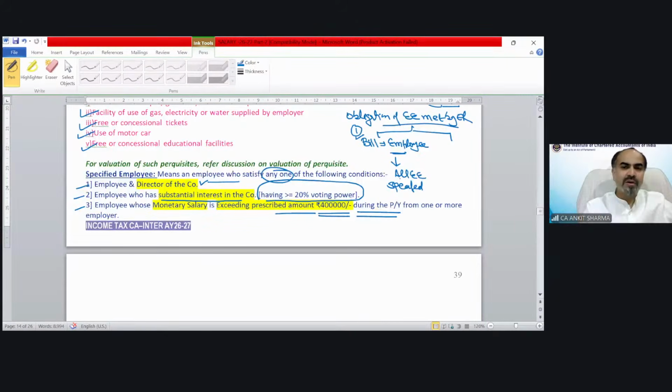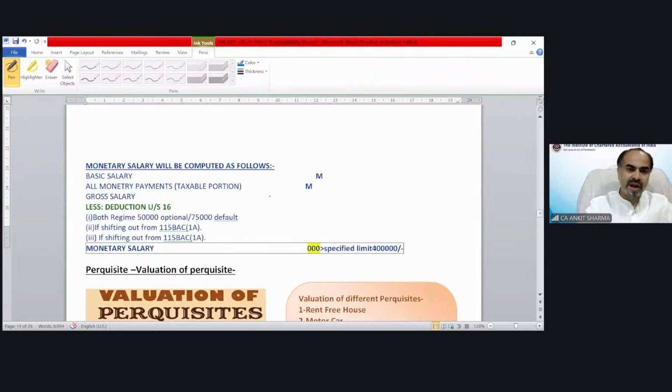How do you need to calculate the monetary salary? Here is the format. You can see basic salary, all monetary payments as we have discussed in the ideal format. In the starting, M, all M you need to consider: bonus, commission, etc. Less deductions as applicable. This amount, if exceeding 4 lakh rupees, he would be a specified employee. And let me tell you, if the basic salary is 50,000 per month or 40,000 per month or 45,000 per month, he would be automatically a specified employee.